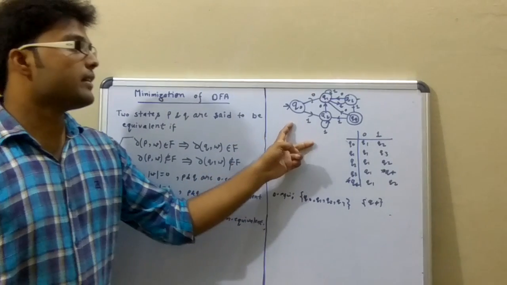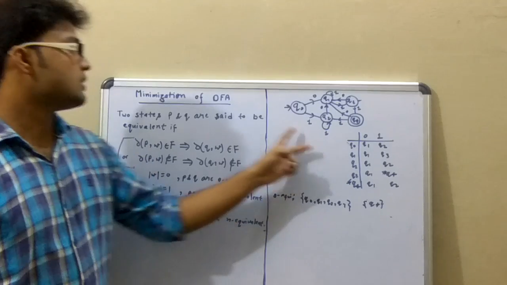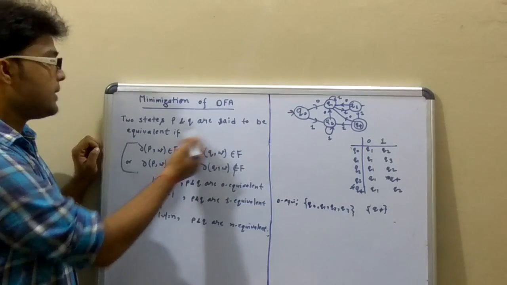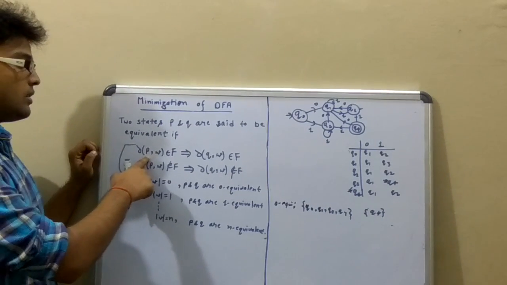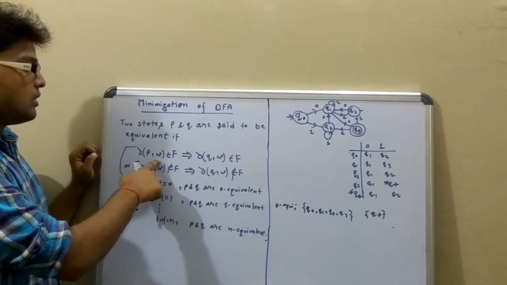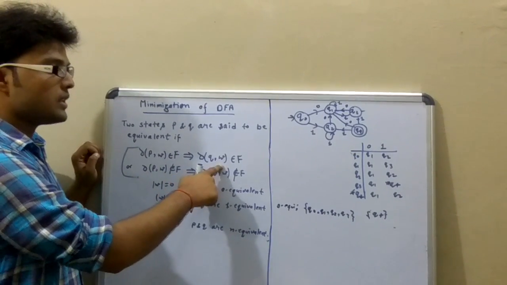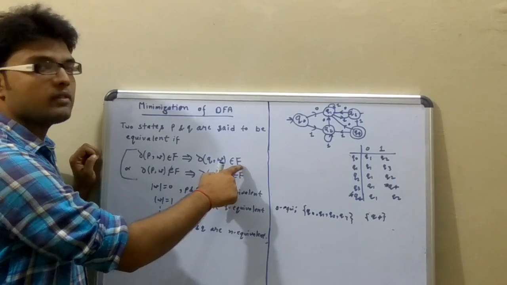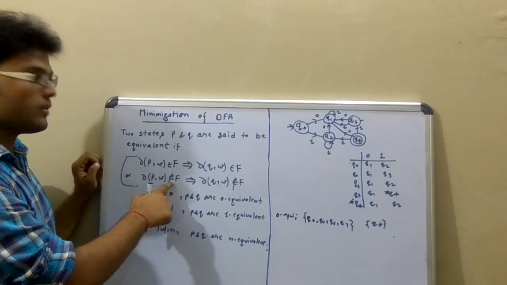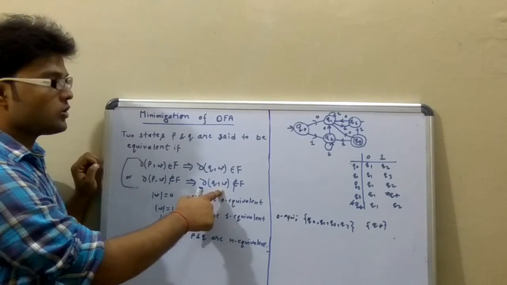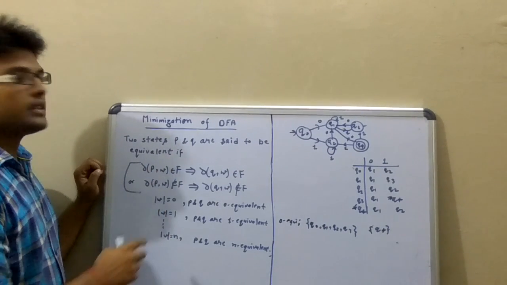So if we have any DFA and we want to get the minimal DFA, then we have to find the equivalent states. The states P and Q will be equivalent if the transition from state P over string W reaches a final state, then the transition from Q over string W should also reach a final state. Otherwise, if P does not reach the final state, then Q also should not reach the final state. If this property holds for P and Q, then we will say that P and Q are equivalent states.